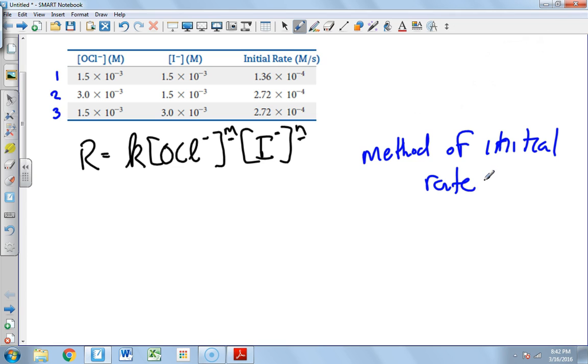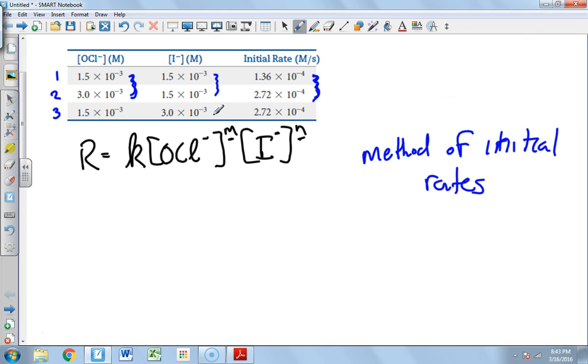rates. That allows us to compare the experiments, like experiments 1 and 2, to each other, and by doing that, that shows us the change in the rate. So chemically speaking, the rate is changing, and how is the rate changing? Well, it's not changing because the concentration of I is changing, since this is staying the same. So what's happening? The concentration here is changing, so that's where the rate is changing.